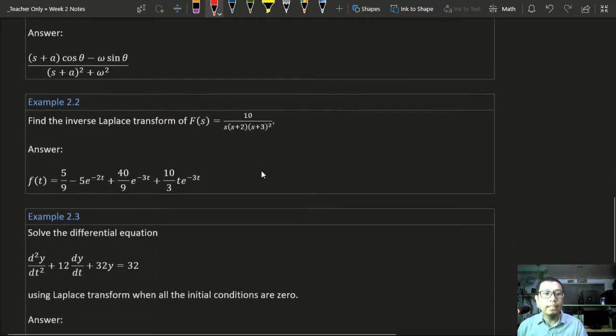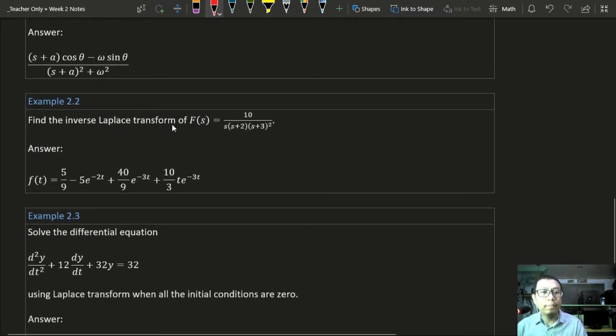So, next example. Find the inverse Laplace transform of F of s equals 10 over s times s plus 2 times s plus 3 squared. Okay. So, pag mag-i-inverse Laplace tayo, ang titingin dito mabuti is yung denominator niya.